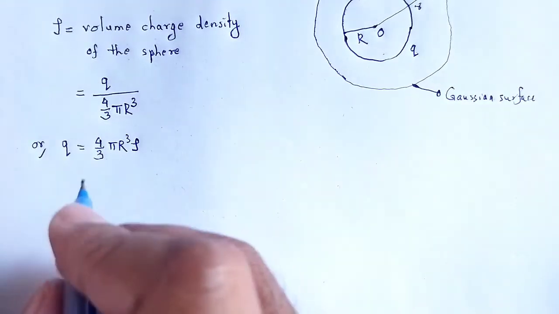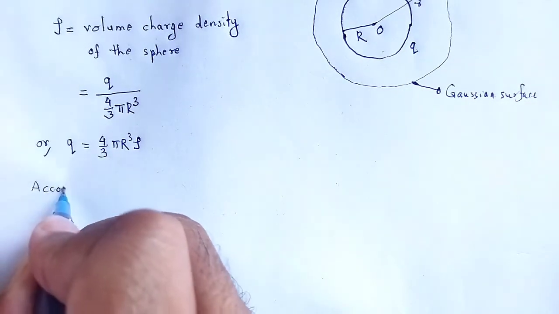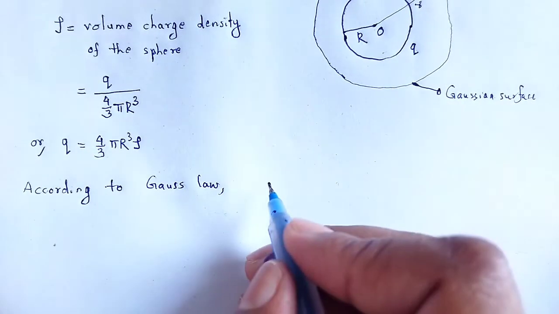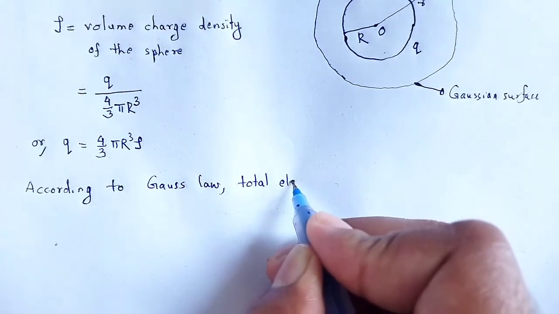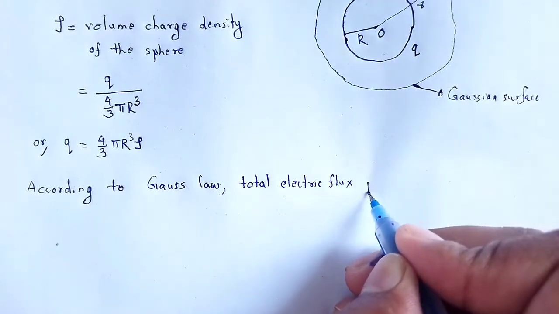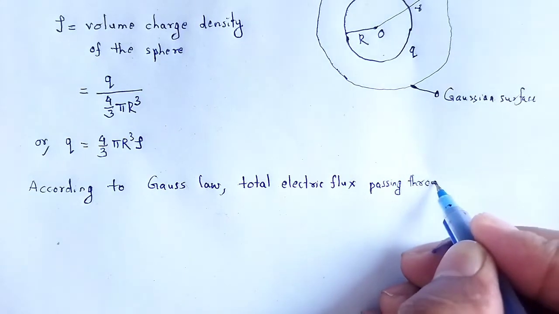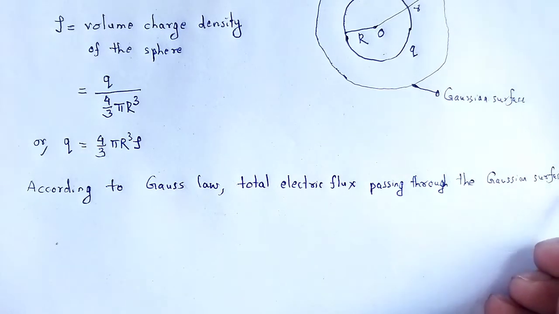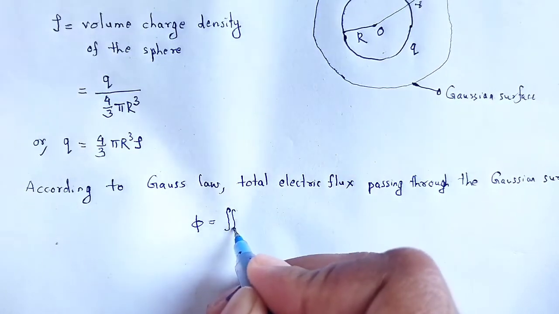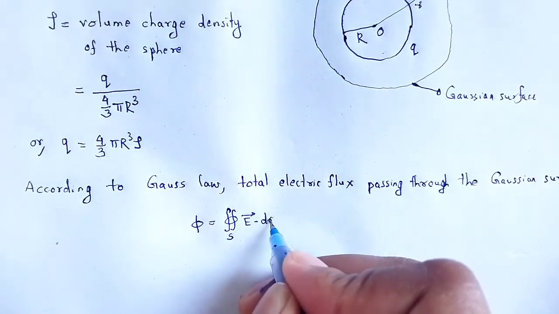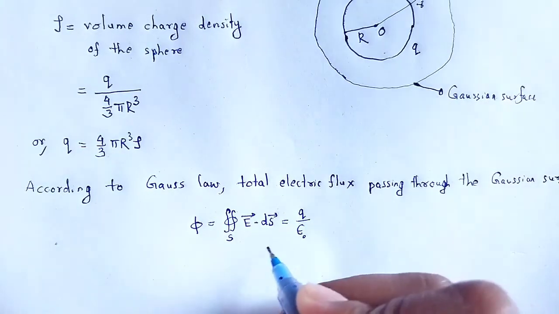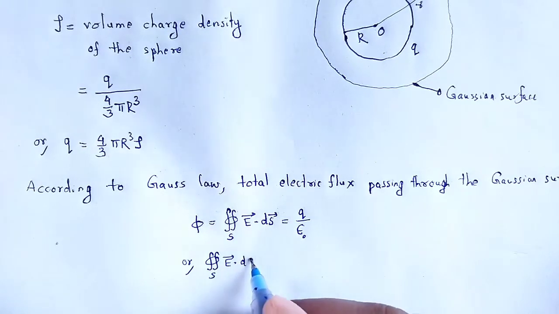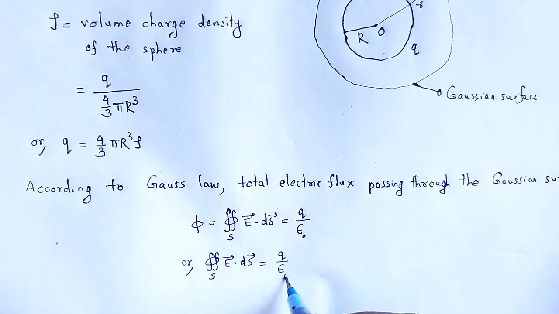According to Gauss law, the total electric flux passing through the Gaussian surface is phi equal to closed surface integration E dot ds, which is equal to q divided by epsilon naught, or closed integration over S of E dot ds is equal to q divided by epsilon naught.